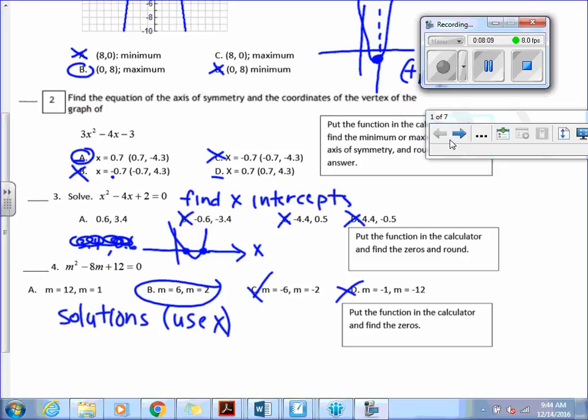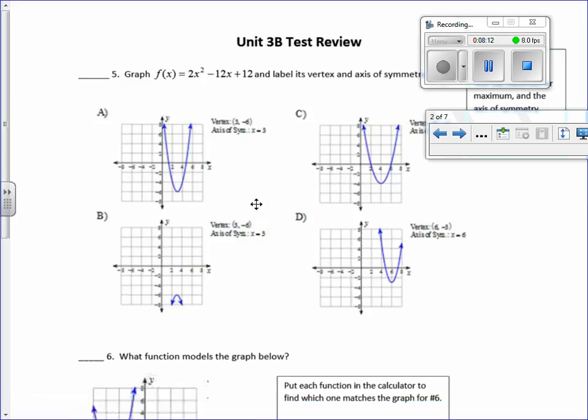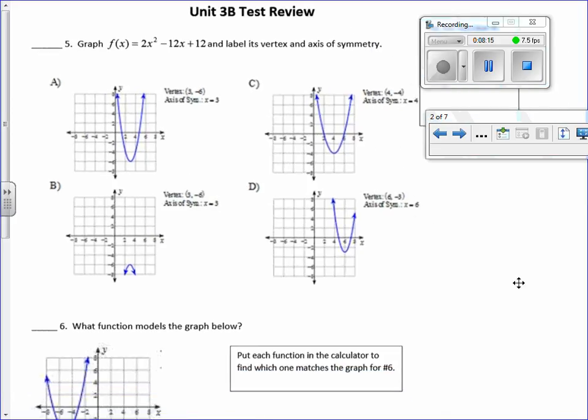All right, let's move on. Number 5, it says graph and label the vertex. So graph it. So press Y equals, clear out what you already have, pick up your calculator. 2x squared minus 12x plus 12, graph. Now, based on your graph, you should be able to eliminate some stuff. What can we eliminate? Definitely B. Definitely B. It's too far over.